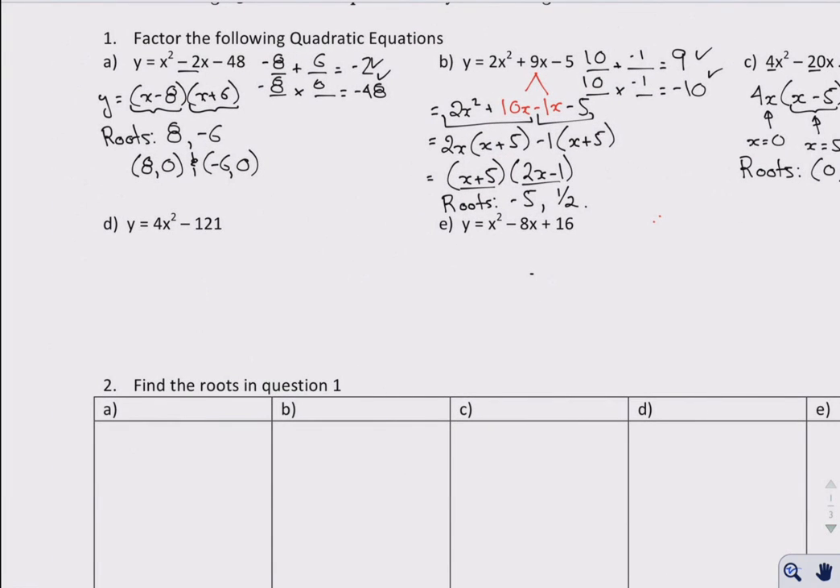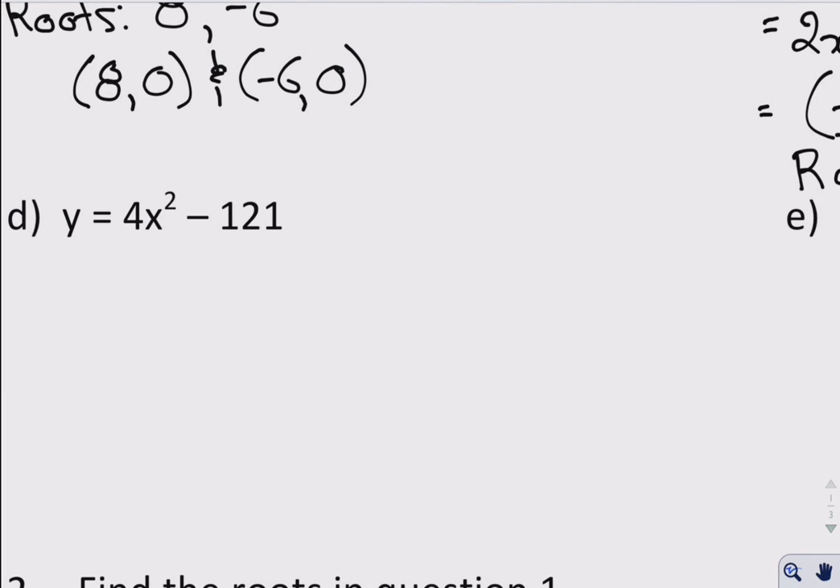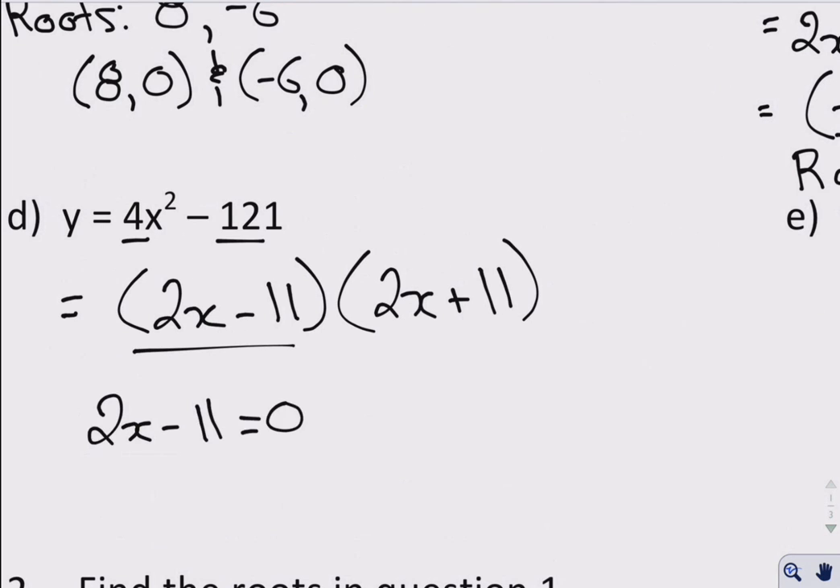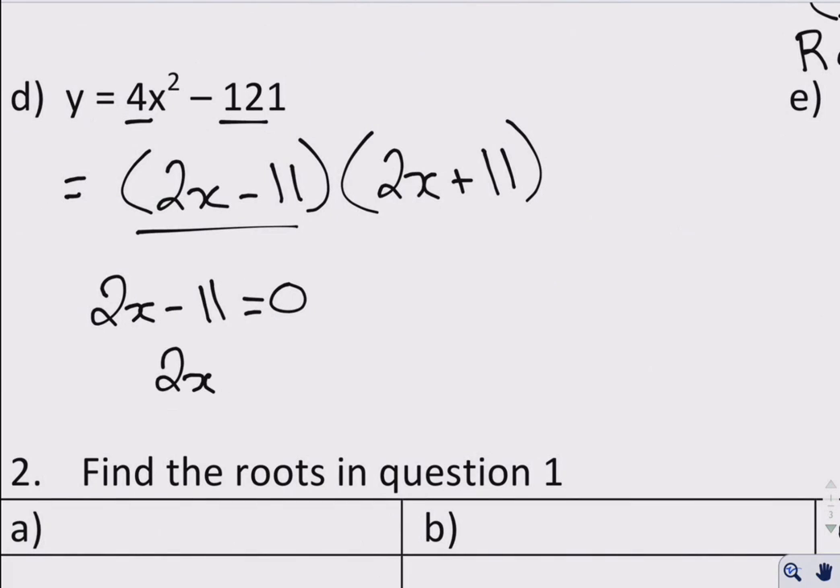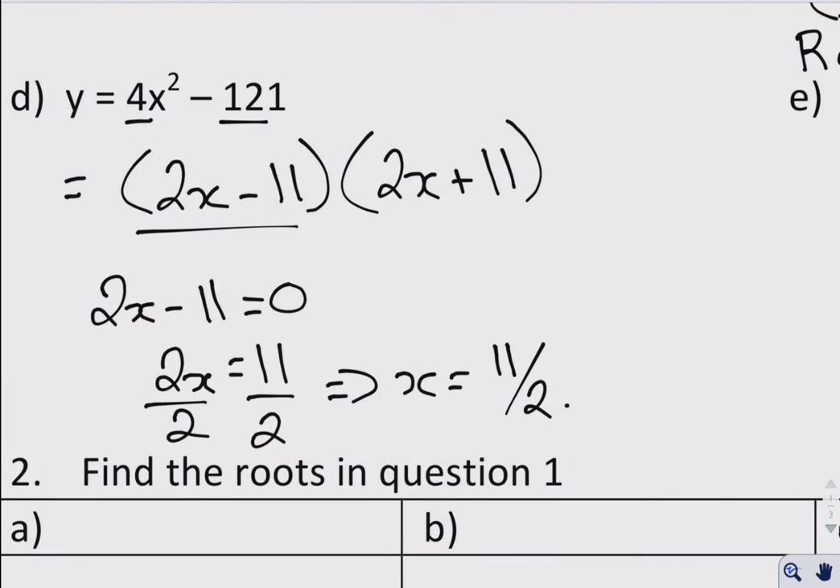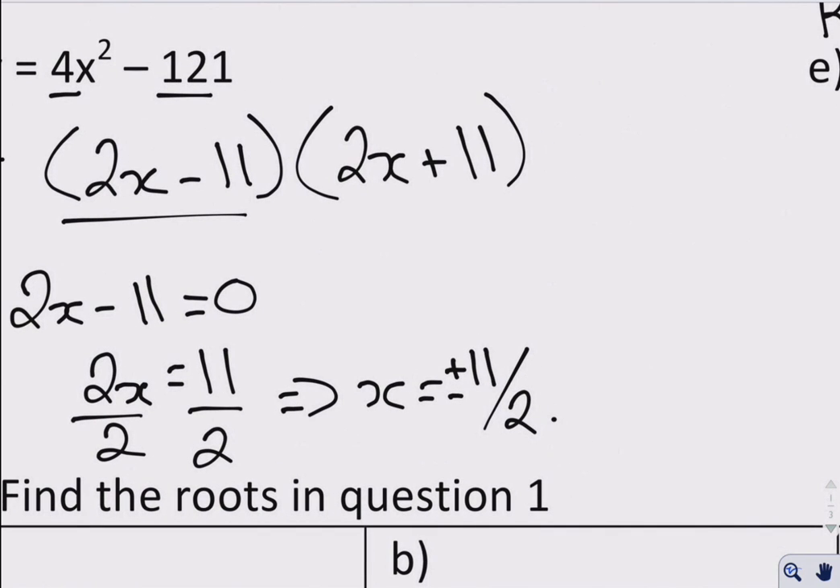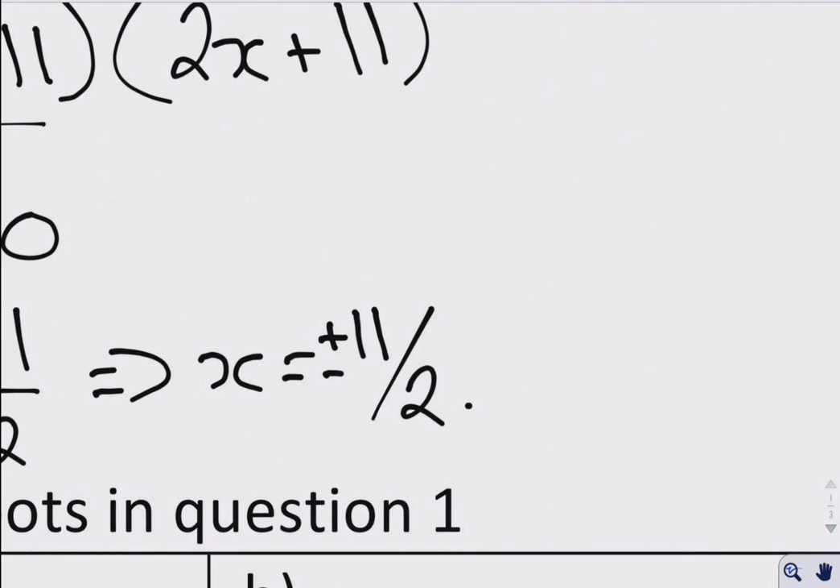Okay. Next one is a difference of squares. You'll notice that 4x squared and -121 are perfect squares. And I'm left with 2x minus 11 and 2x plus 11. If you look at what makes 2x minus 11 equal to 0, just solve for it. I get 2x equals 11, divide by 2, divide by 2. And that means x equals 11/2. Same thing with plus 11, only difference is I'm going to have a negative. So I'll just write everything together. My roots are plus or minus 11 over 2, or 5.5 if you want.